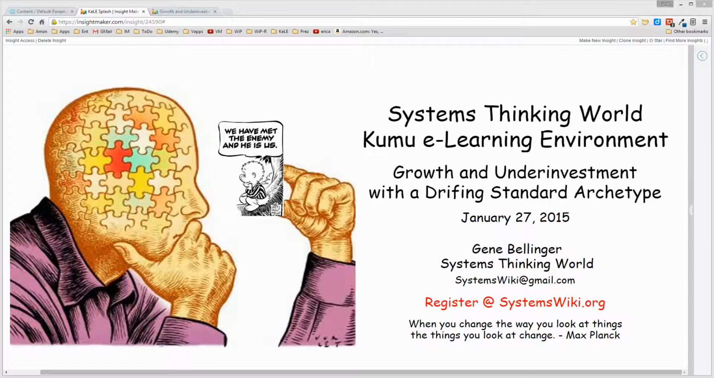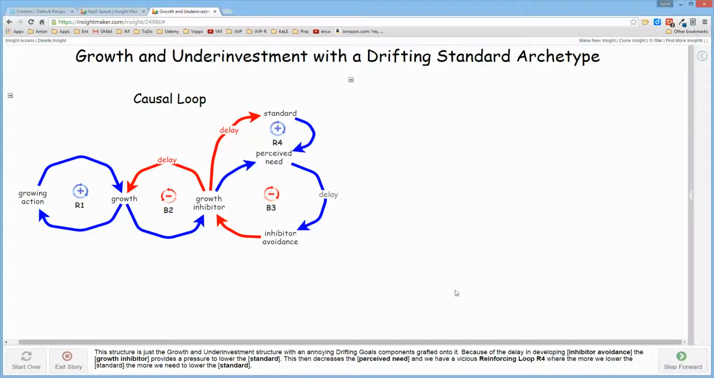In this video, I'd like to talk about the growth and underinvestment with a drifting standard archetype. This archetype is essentially the same as the growth and underinvestment archetype, though it has one very annoying addition, and that's this delay from the growth inhibitor to the standard. What it is, it's the growth and underinvestment archetype with a drifting goals archetype grafted onto it.